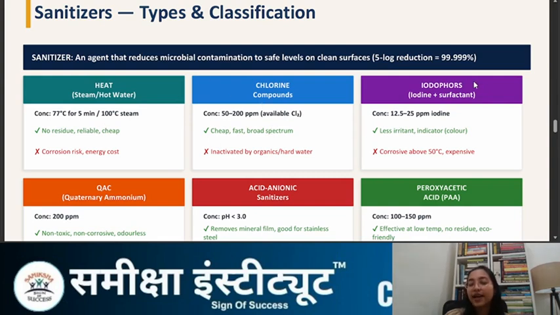Then next is iodophores. Iodophores means iodine and surfactants together. The concentration is 12.5 to 25 ppm iodine, which should be liberated from the iodophores. Advantages include that it is less irritant and it is an indicator. We can use the color change to ensure the efficiency of the equipment is there. We can show that it is efficient. But there is also a disadvantage, because it is very expensive and leads to corrosive action above 50 degrees Celsius. If the temperature is increased, it will lead to corrosion. So it also has a harmful effect.